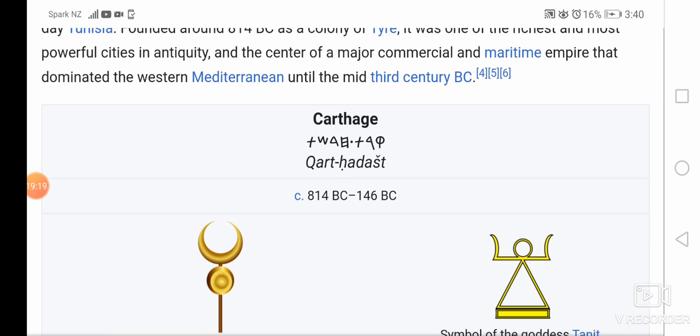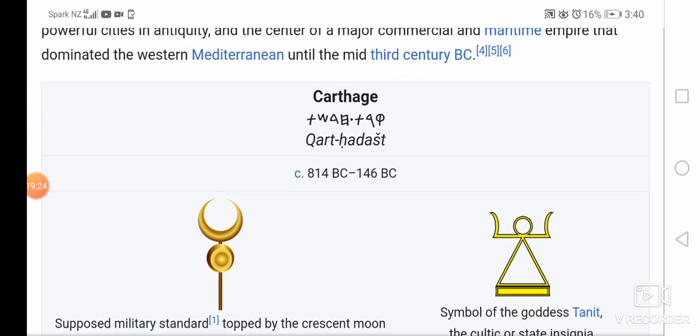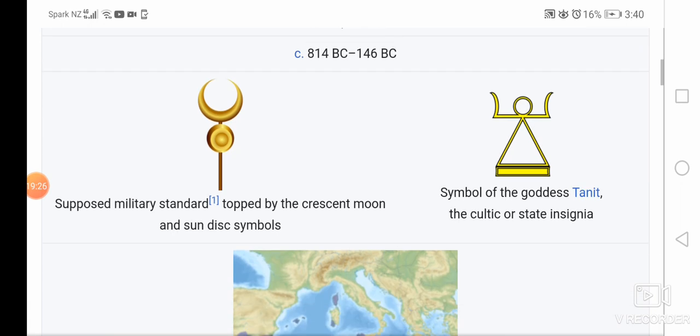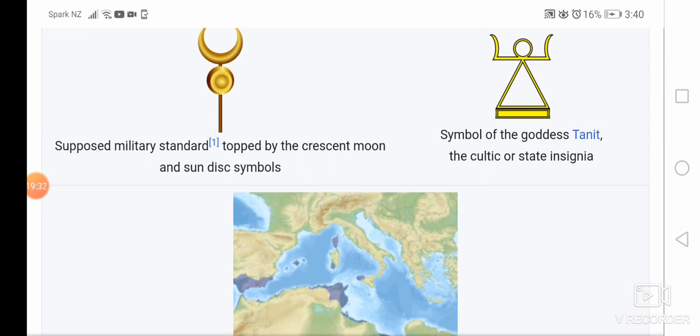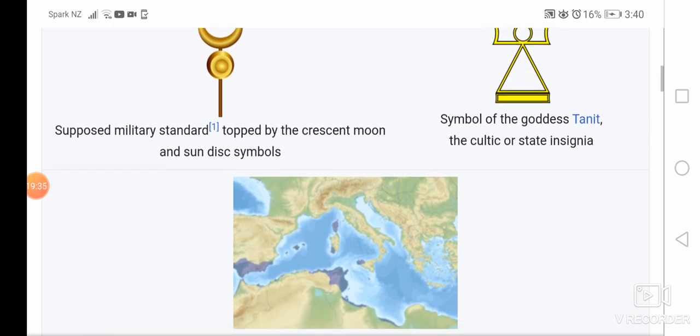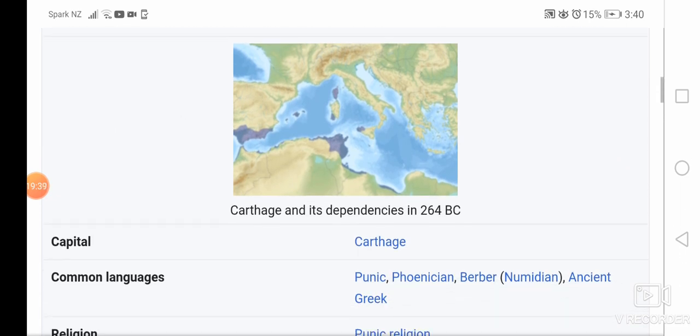Carthage. Spooky. Blah, blah, blah. Symbol of the goddess Tanit, the cultic or state insignia. Spooky. Spooky bounce.